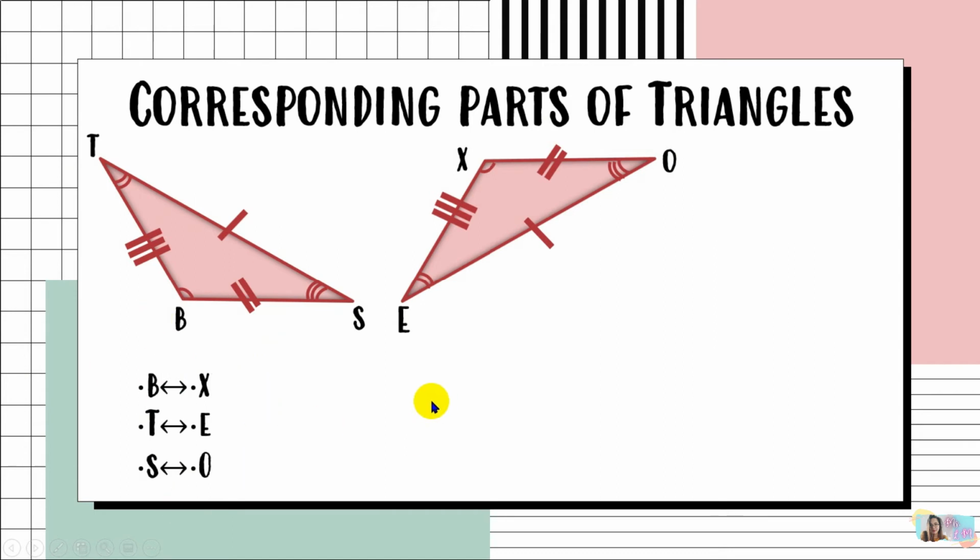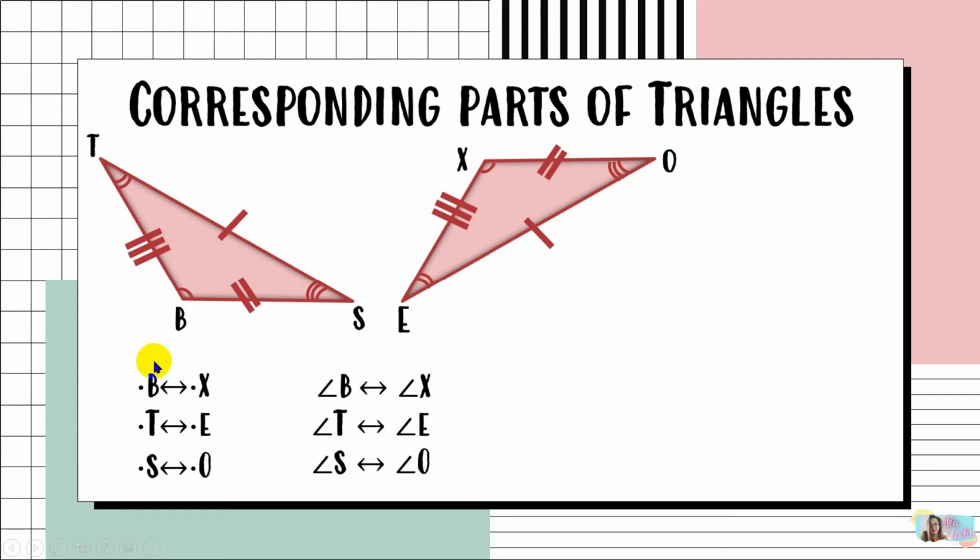From these vertices, pwede na rin natin pangalanan ng ating corresponding angles. So, we have angle B corresponds to angle X, angle T corresponds to angle E, angle S corresponds to angle O. So, sa tulong ng mga vertices natin kanina, we can easily determine the corresponding parts or corresponding angles of these two triangles. And from these points also, at sa tulong na rin po ng mga markings natin, kaya nating pangalanan din ng ating corresponding sides.